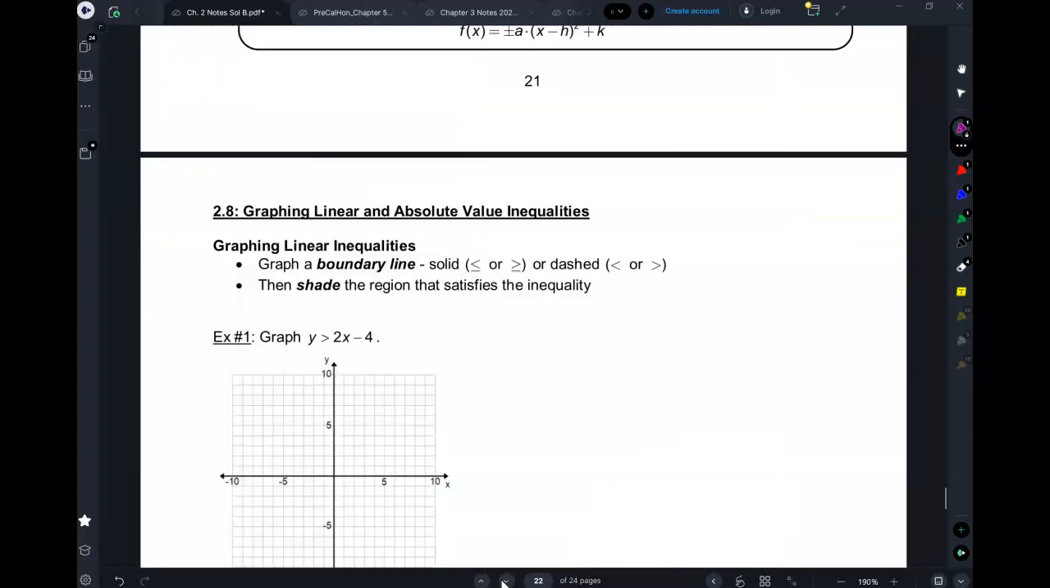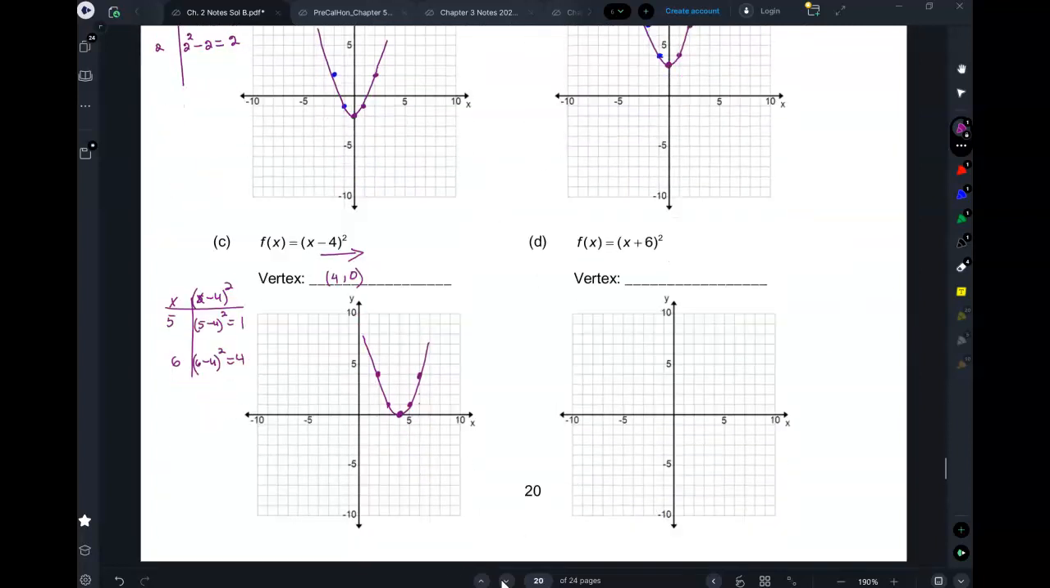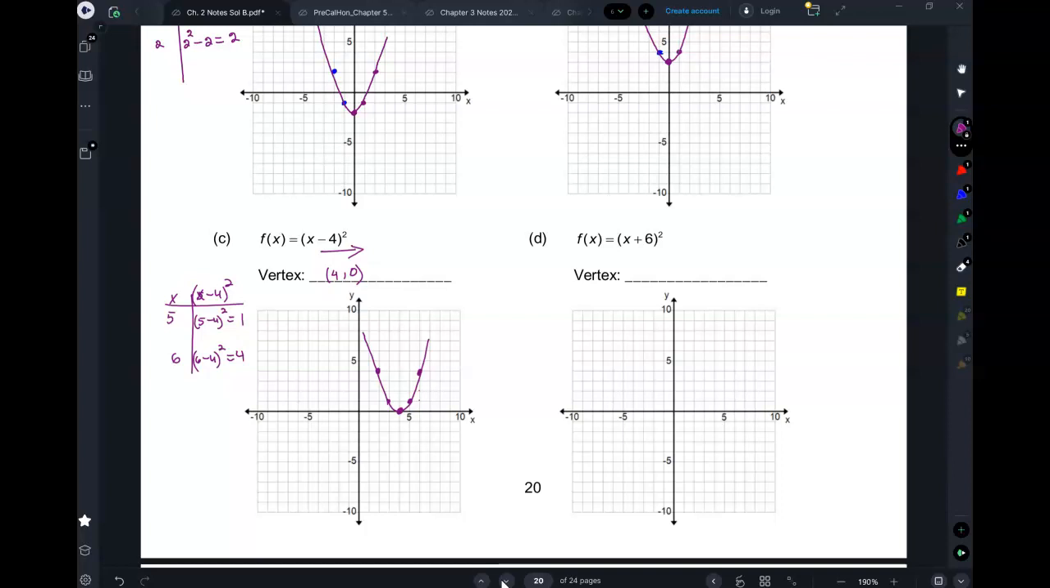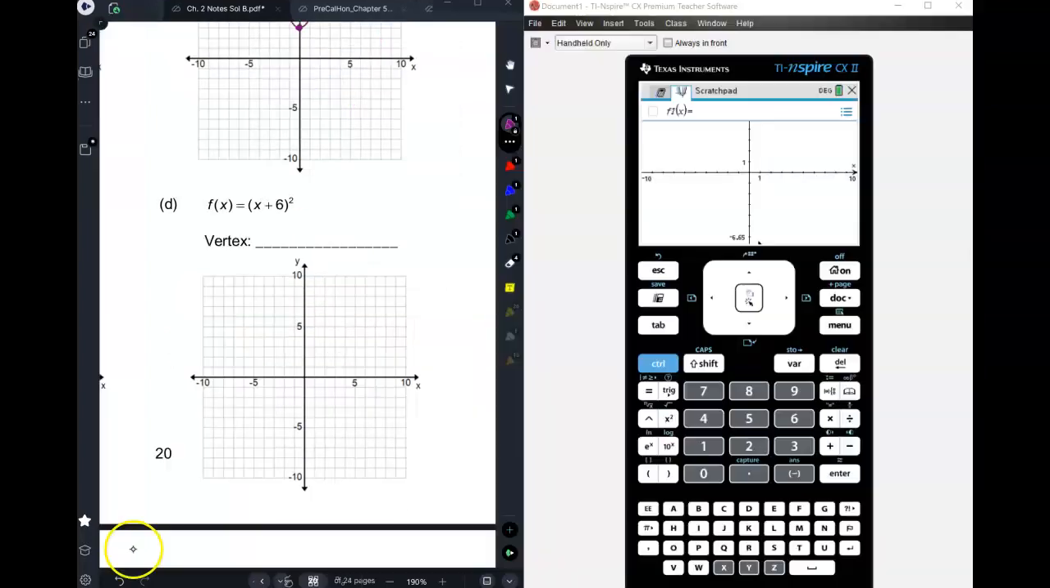Okay, now I'm going to show you a different way. If I ask you to do it with the table, this is what you're going to do. If I ask you to graph it on your calculator, that's what I'm going to teach you right now. Listen, you have to know how to do it both ways. Okay, so go ahead and take out your calculators, please.